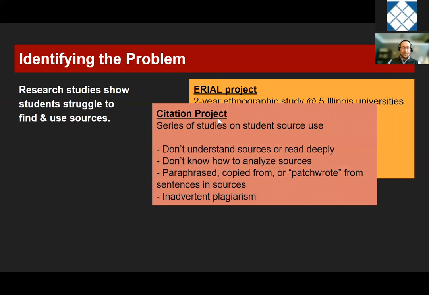Another big project was called the Citation Project. This is a whole series of studies, and they've put out a number of reports about student writing and about student source use and all kinds of things. Major things they found is students don't really understand sources or read them that deeply. It takes a while for them to develop that. That students don't know how to analyze sources all that well. That a lot of students at all different levels, instead of properly citing things, would actually paraphrase, straight up copy from, or patch right from sentences and sources, which led to a lot of inadvertent plagiarism. And I've worked at a number of universities. Every single place I've talked to faculty who had students who were inadvertently plagiarizing.